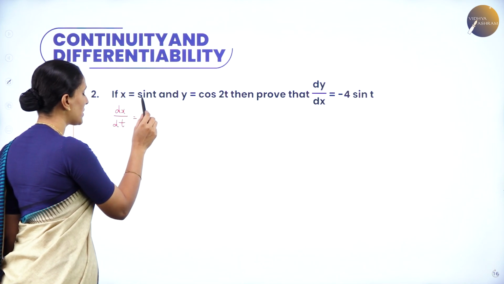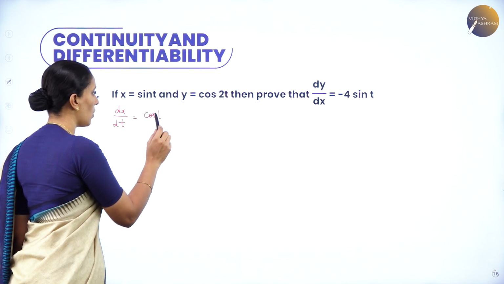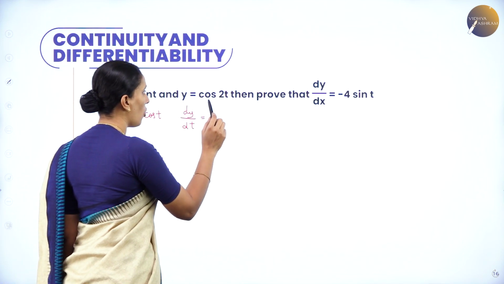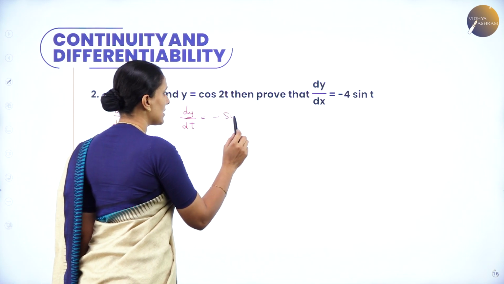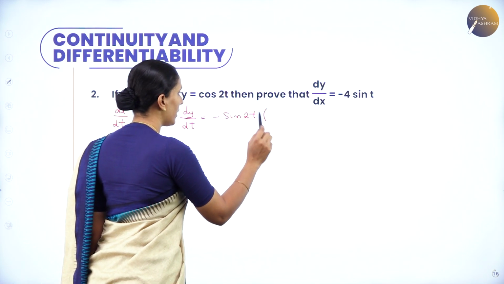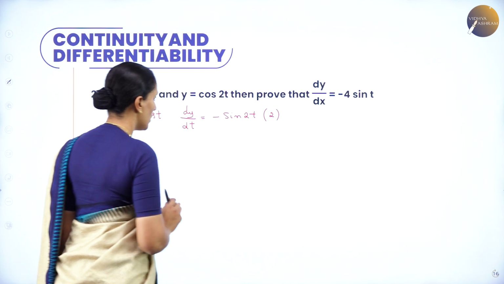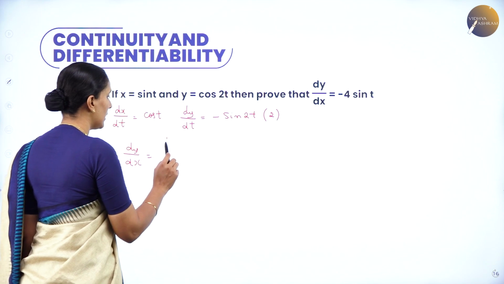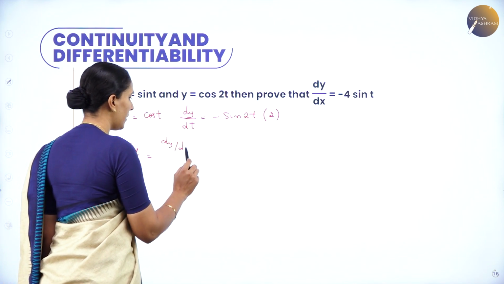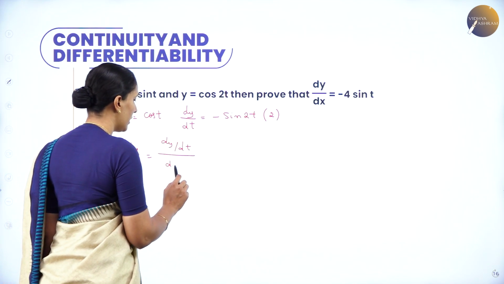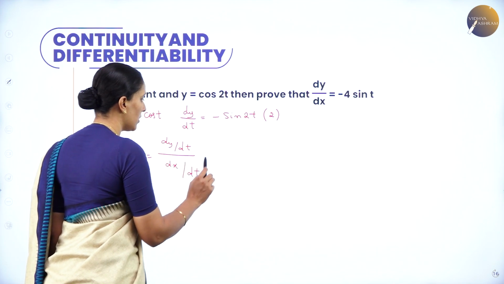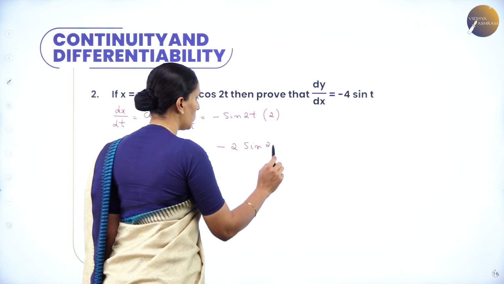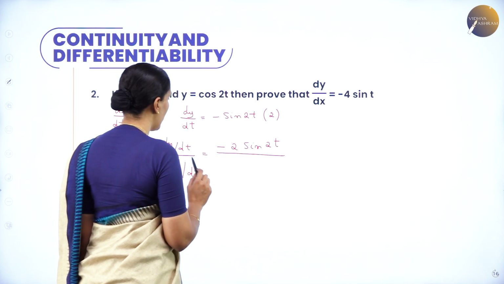So derivative of sin t can be written as cos t, and dy by dt, derivative of cos 2t is minus sin 2t, and derivative of 2t is 2. So now dy by dx is dy by dt whole divided by dx by dt. So which is minus 2 sin 2t divided by cos t.